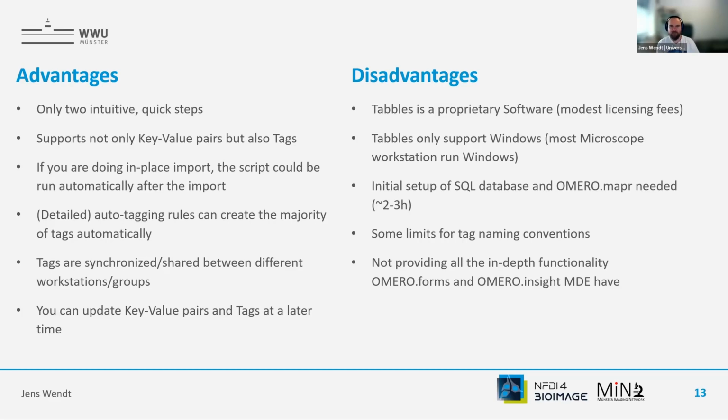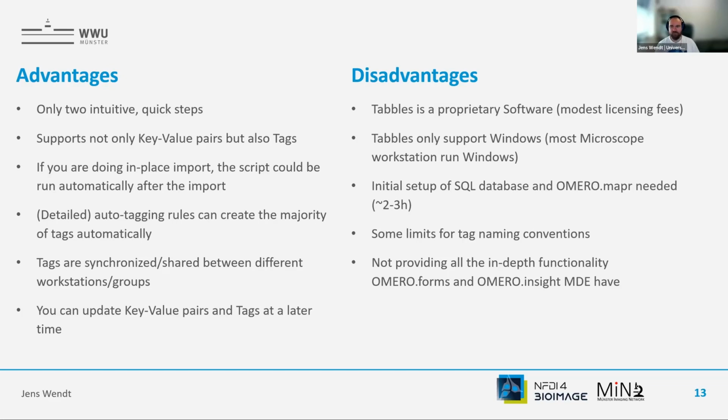So from day to day, you just tag the created images with the two or three missing things. For example, you added a new fluorophore, you fixated them differently, or you added a little bit of glucose, something like this. So you add just two or three tags every time, and the 80% of the tags are already there. Those tags, as I said before, are synchronized and shared between different workstations and groups. And as I also said before, you can update the key value pairs and tags at a later time.